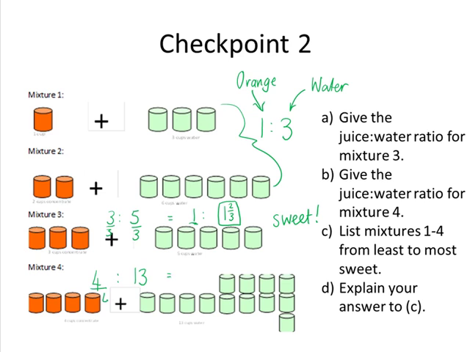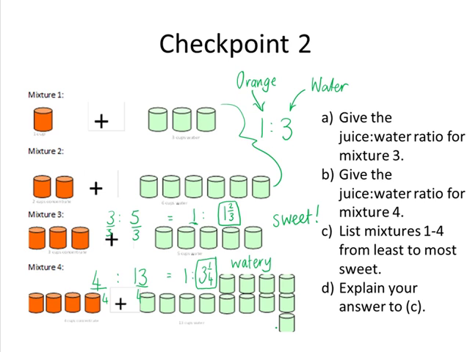4 divided by 4 is 1. 13 divided by 4 is 13 over 4, which can be simplified as 3¼. So the ratio for mixture 4 is 1:3¼. That is more water per juice than mixture 1 and 2, because for mixture 1 and 2, it was 1 cup of juice for 3 cups of water. So mixture 4 is more watery than any of the others. It's got more water per amount of juice. And so mixture 4 is going to be the least sweet, the most watery.